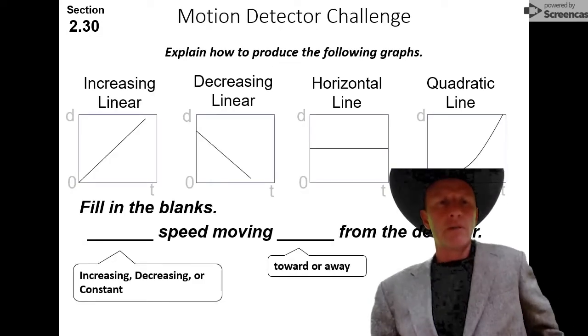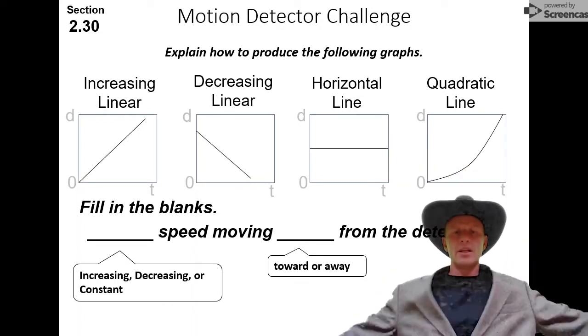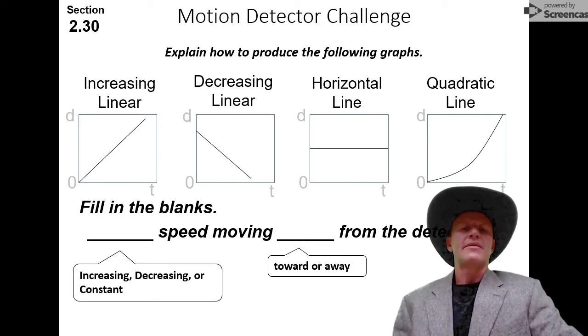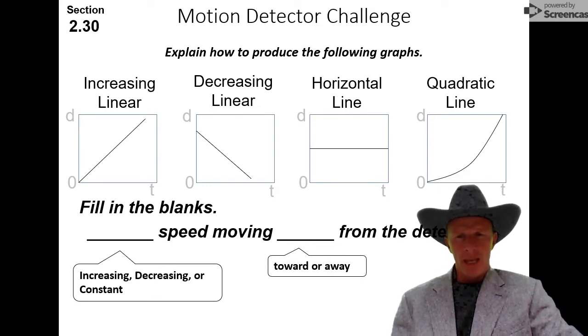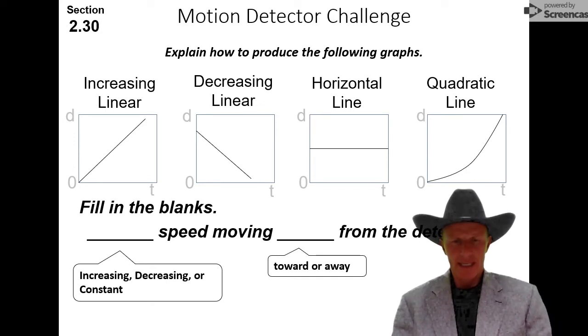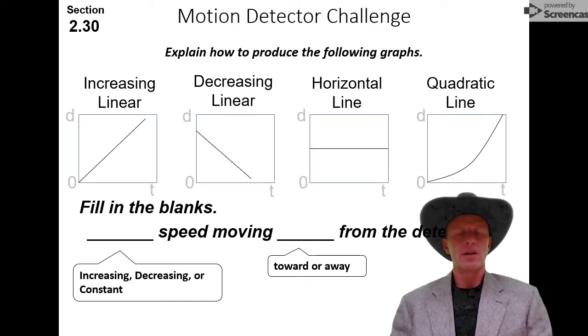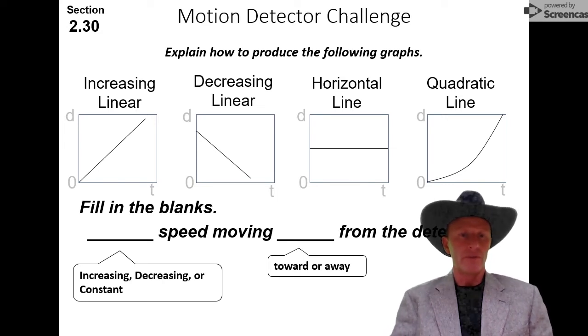All right, here we go again. Let's continue our discussion of this motion detector challenge. We have to create these graphs in class by standing in front of a motion detector. A motion detector is a little tiny detector that will send out pings and return those pings and determine the distance you are away from the detector. And it'll produce a graph for you if you program it to.